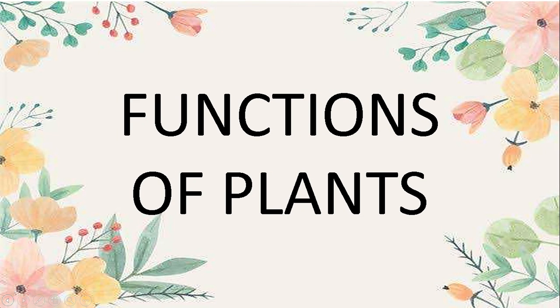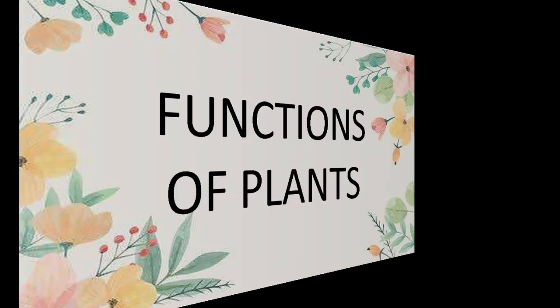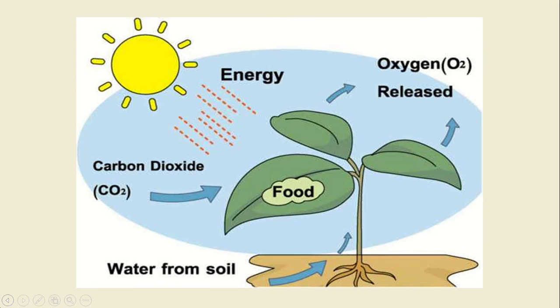Next, we have the functions of plants. Plants are unique organisms that can absorb nutrients and water through their root system as well as carbon dioxide from the atmosphere. The combination of soil nutrients, water, and carbon dioxide along with sunlight allow plants to grow. So this is the illustration.